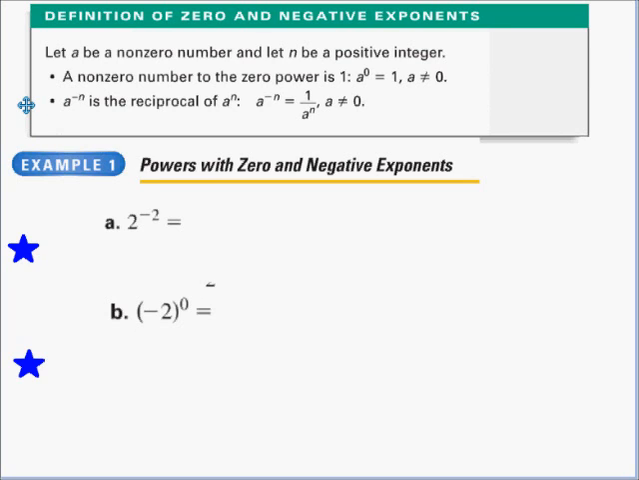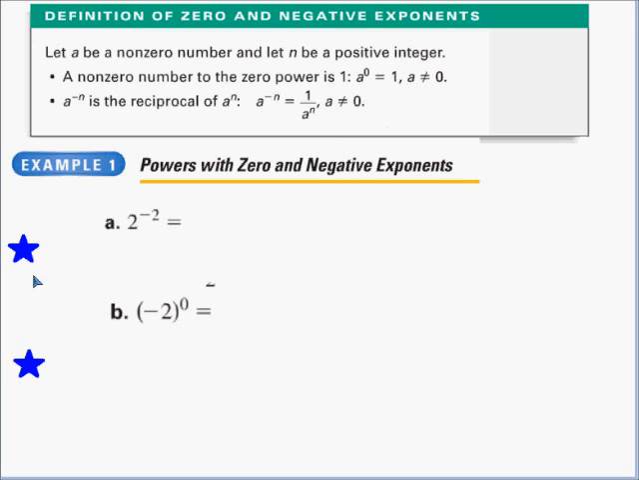Moving on, we now can establish the definition of 0 and negative exponents. We're going to let the variable a represent your number, be a non-zero number, and let n be a positive integer. Then a to the 0 equals 1, and that is only if a does not equal 0. If we have a to the negative n, that is the reciprocal of a to the nth power. So a to the negative nth equals 1 over a to the nth. And again, that works only when a is not equal to 0.